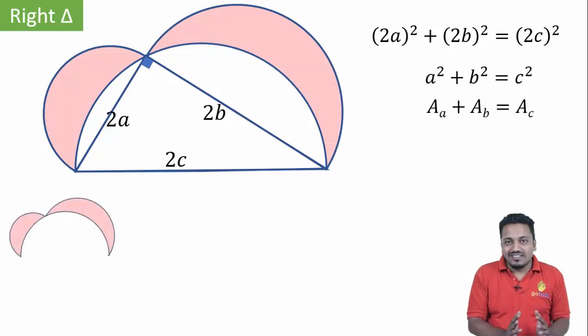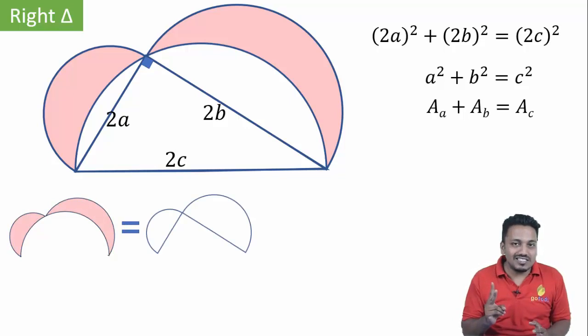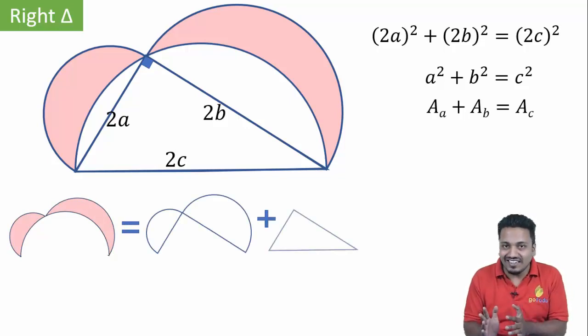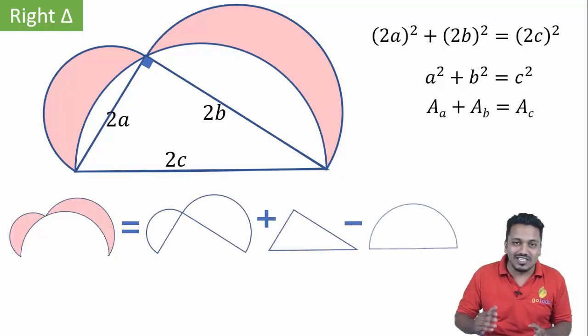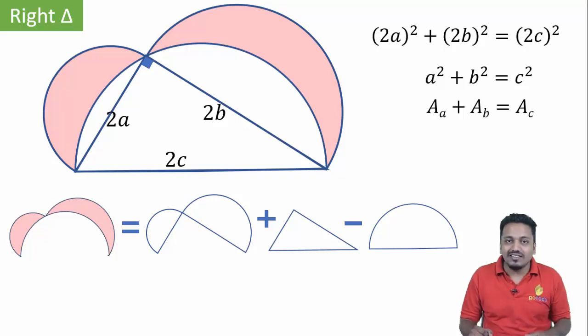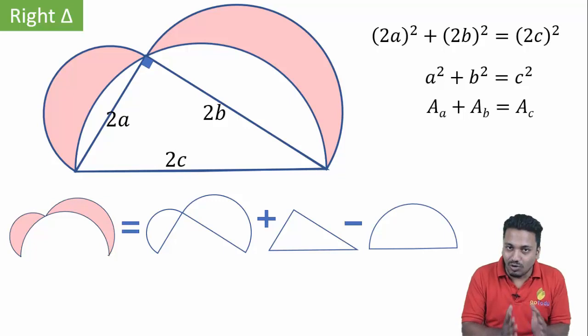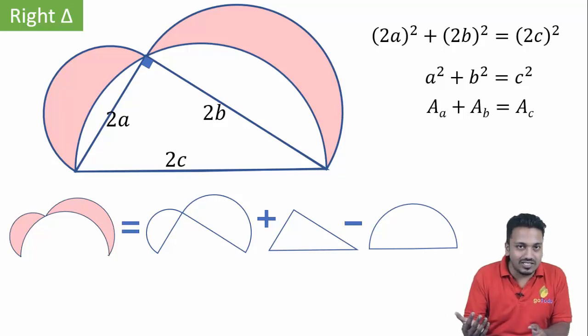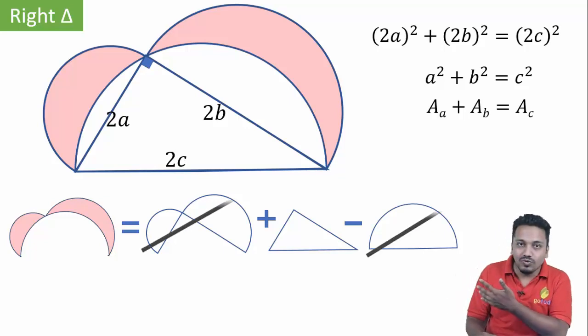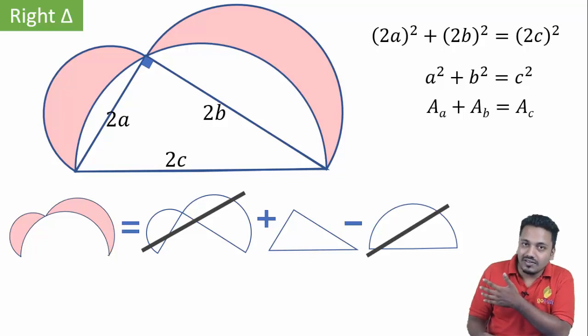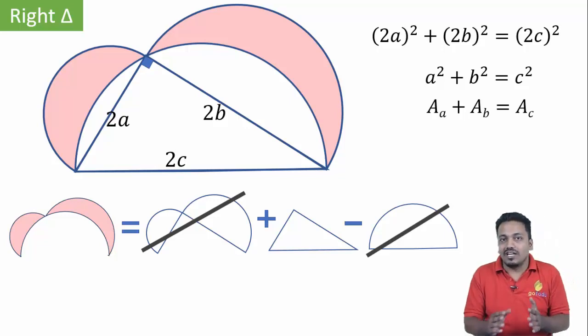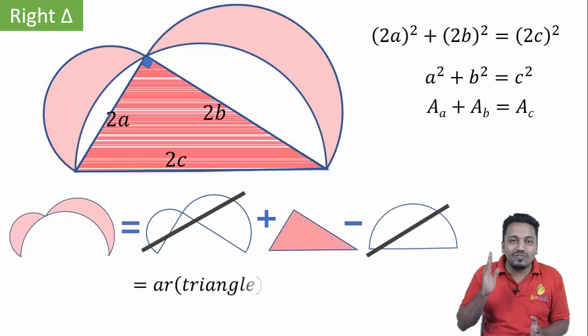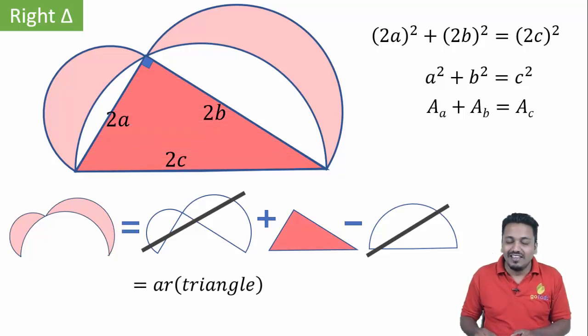This shaded portion is nothing but two semicircles plus the right triangle minus the bigger semicircle, right? Now we use the result derived earlier. Sum of areas of smaller circles is equal to area of bigger circle. So these two will cancel each other out and the shaded portion will come out to be equal to area of triangle. Now keep this figure in mind and remember the direct result.